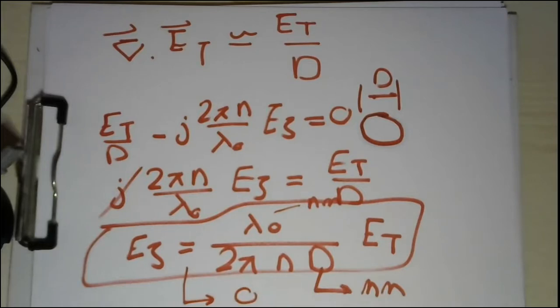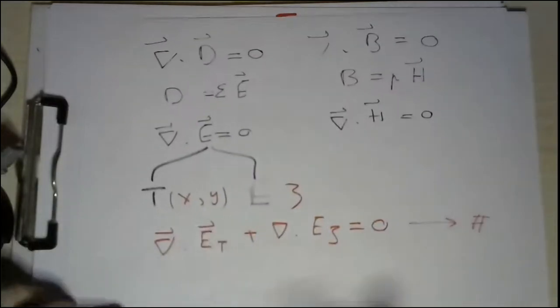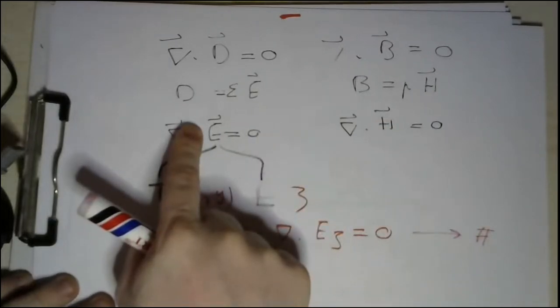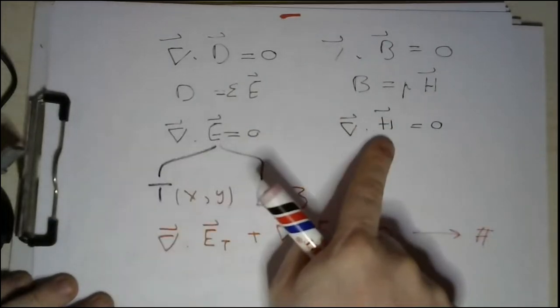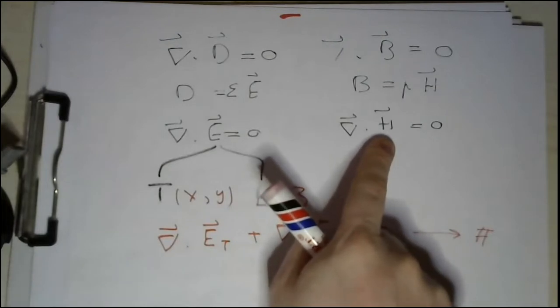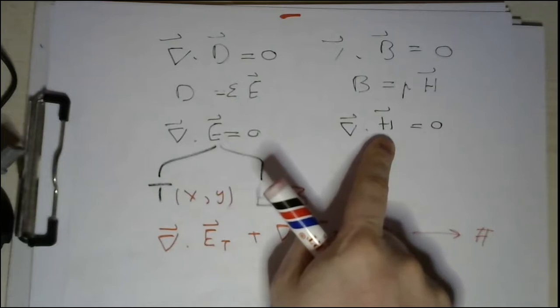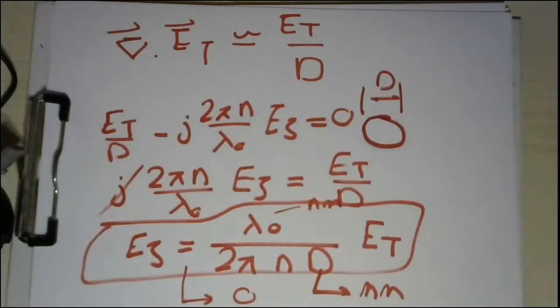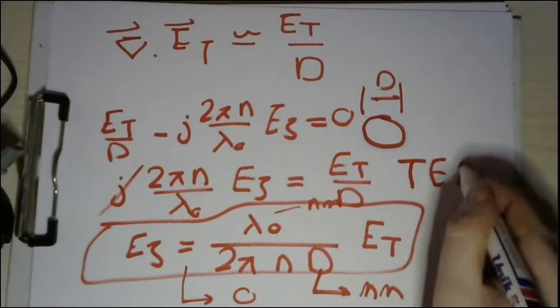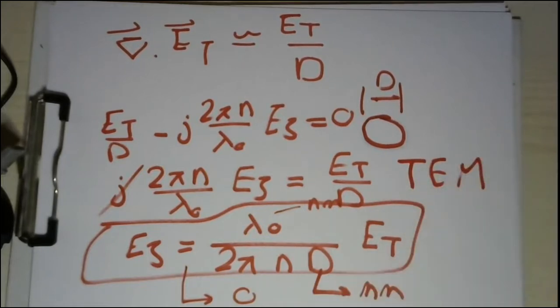Okay, then. If you return to the first equation, we have concluded that we have this equation. So what we did for this electrical field, we can do the same for the magnetic field. And you can reach the same conclusion that Hz is approximately equal to zero. Now, return back to your microwave classes. When Ez and Hz are zeros, this is what we call the TEM mode, or the transverse electromagnetic mode.